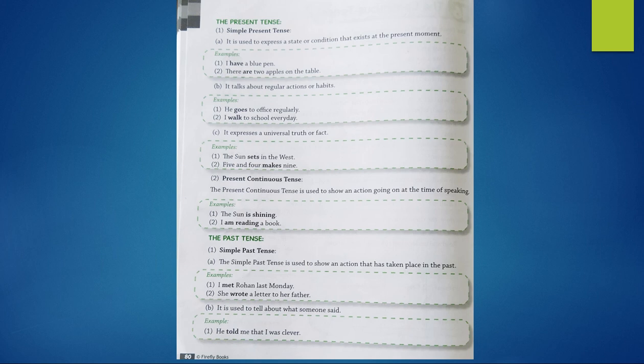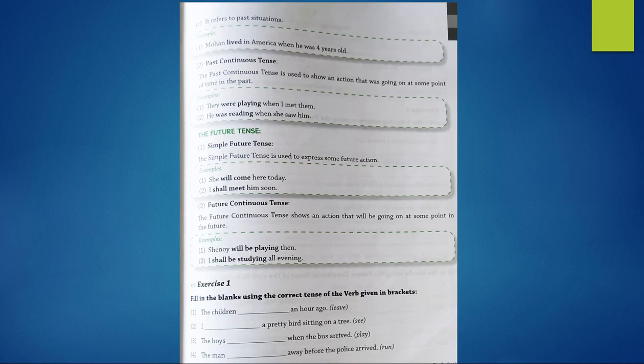It is used to tell about what someone said. He told me that I was clever. So he told me that I was clever. It refers to past situations. Maud lived in America when he was 4 years old. So when we are referring to the past situation also, we will make use of simple past tense.